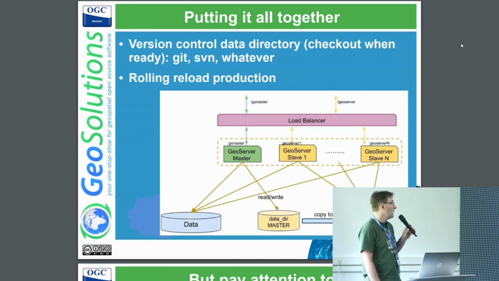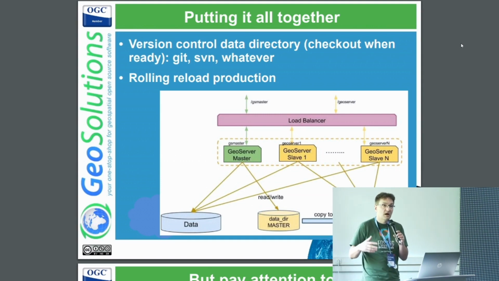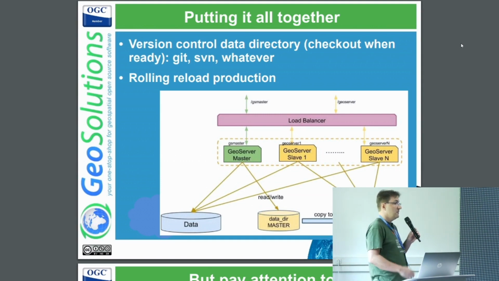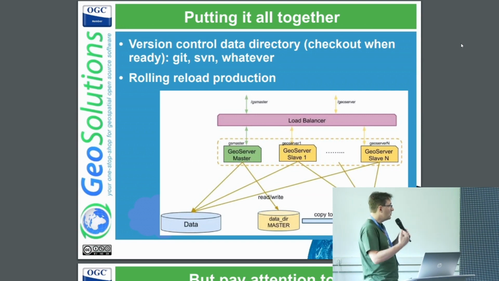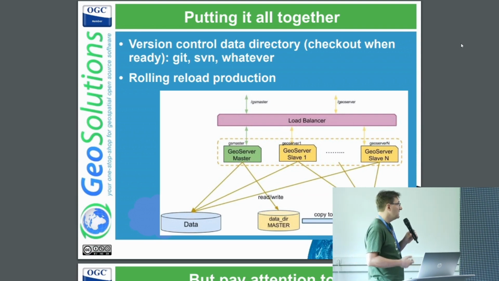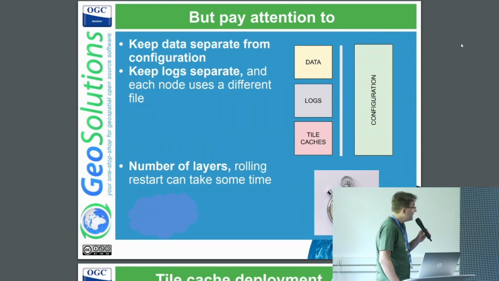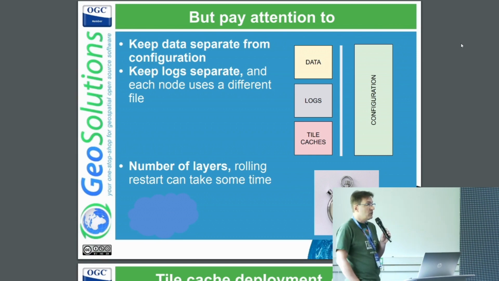In putting things together, we typically version control the data directory. So we have a checkout in the back office where everything gets configured as needed. It might take whatever time it takes. Then you commit, check out in the production environment, rolling reload, there you go. You have your new configuration, which, as I said, has been properly tested and evaluated before making it available to end users.